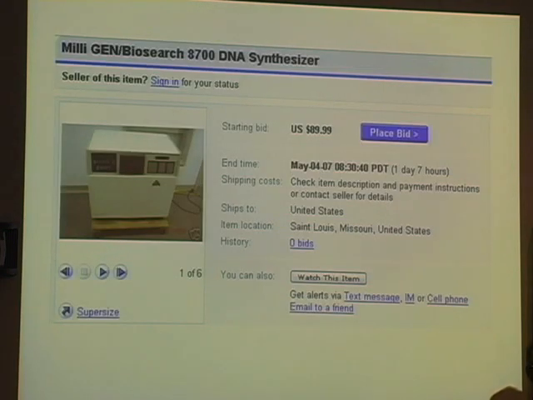I pulled this up on eBay last night. You can go and buy this equipment basically for next to nothing, $89. Pick up your own DNA synthesizer, take it home, play around in your basement.